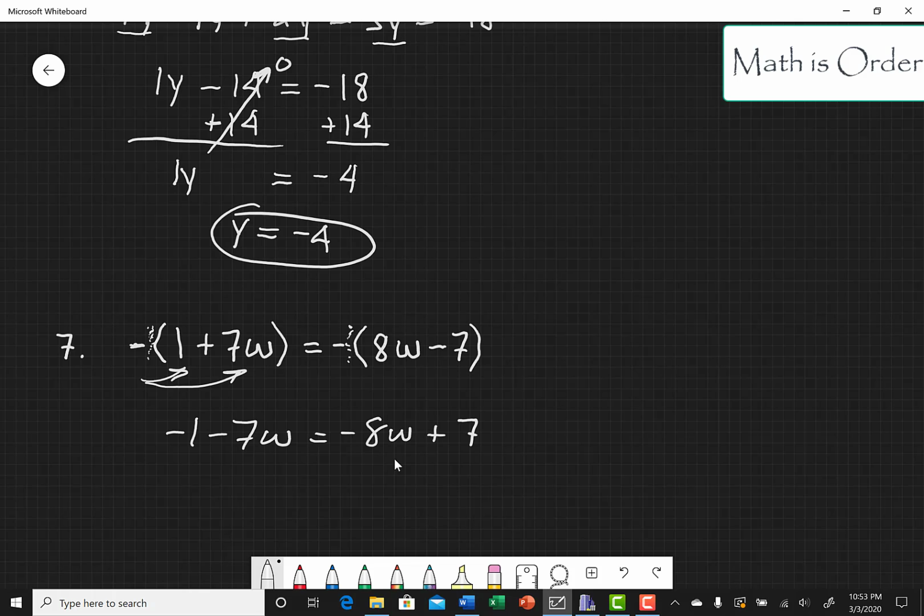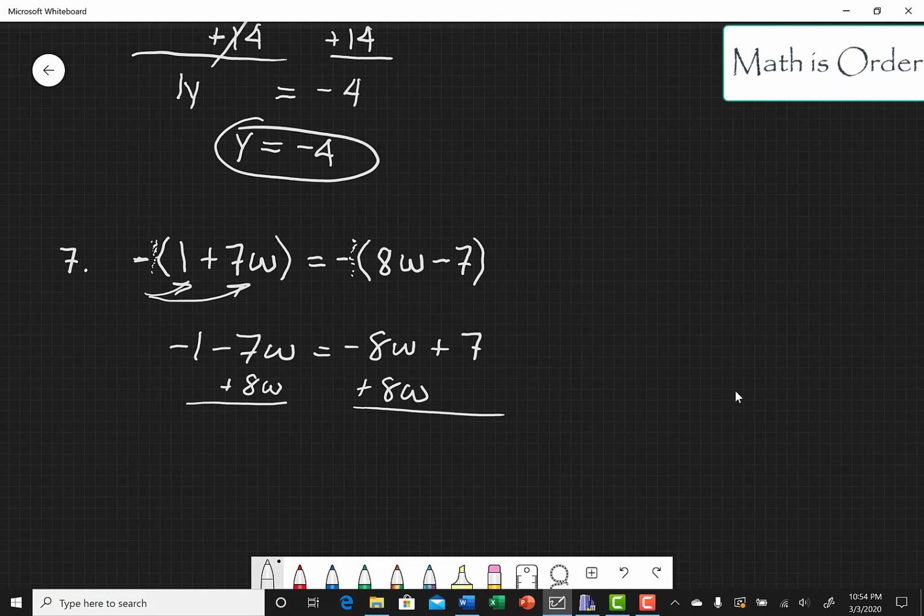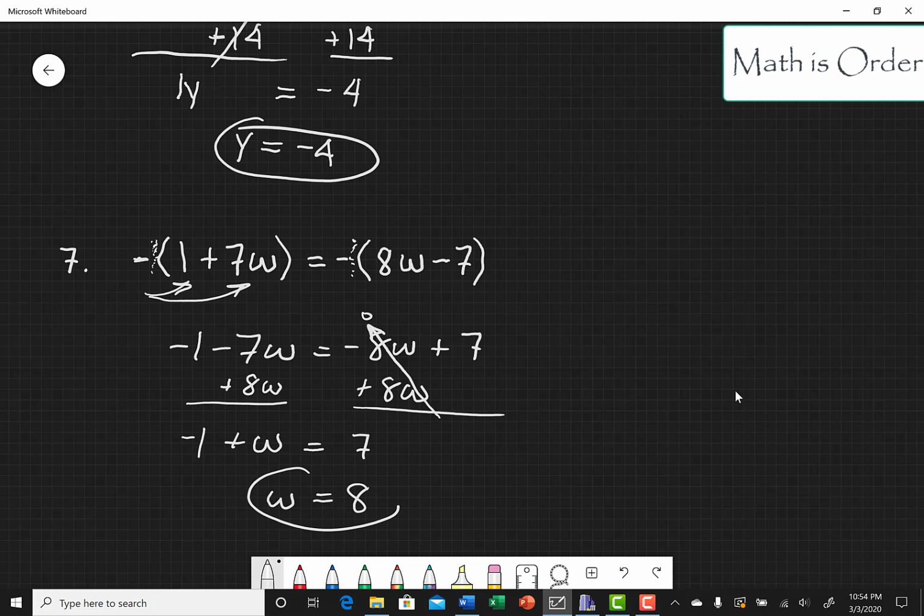And then we want to get the w terms on the same side of the equal sign. So I'm going to go ahead and add 8w on both sides. It doesn't matter. You could have subtracted 7 on both sides if you wanted to first. Or you could have added 1 on both sides. We still get to the same result, which is negative 1 plus w equal 7, giving us a final answer of w equal 8, right?